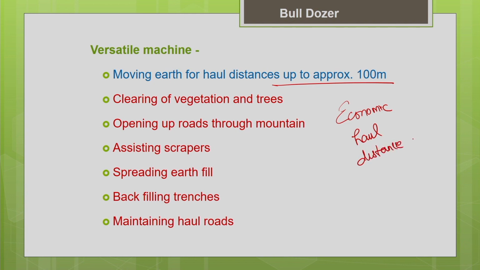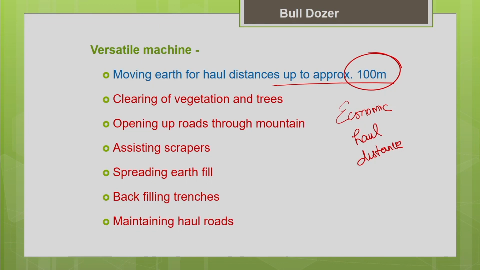The economic haul distance of a bulldozer has a maximum of only 100 meters. Beyond 100 meters, it is not advisable to use this machine. You won't get your desired productivity, and if you use it, it will result in a lot of wear and tear for the machine. This machine is designed only for a haul distance of up to 100 meters.